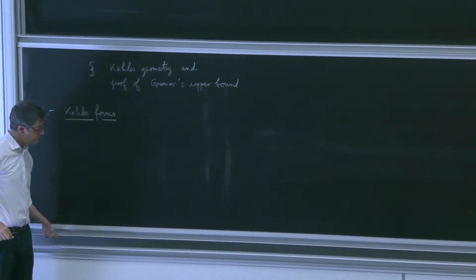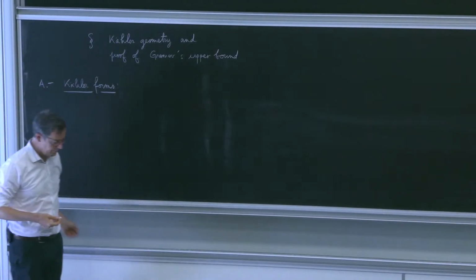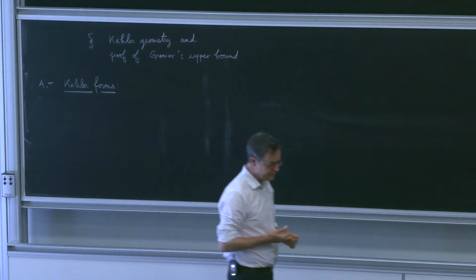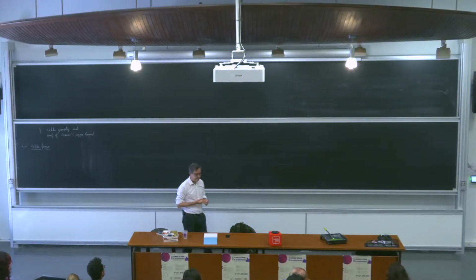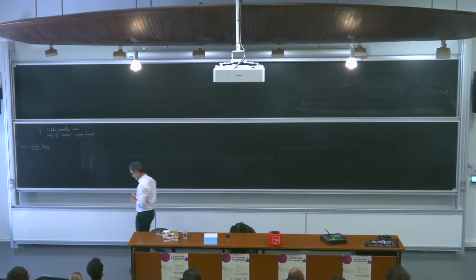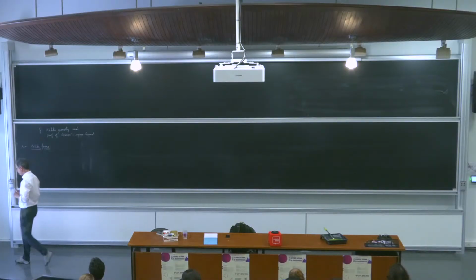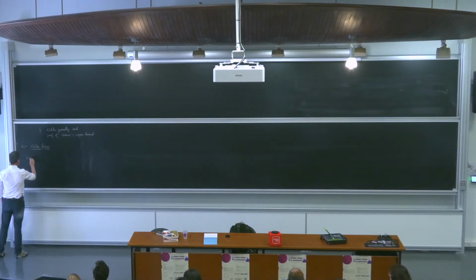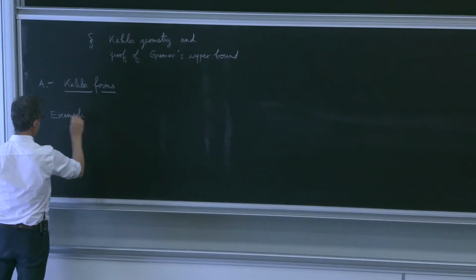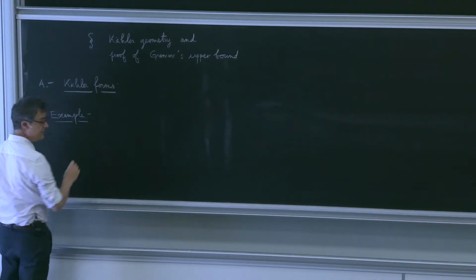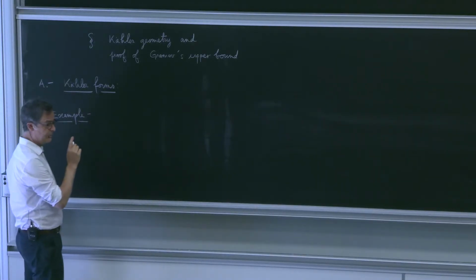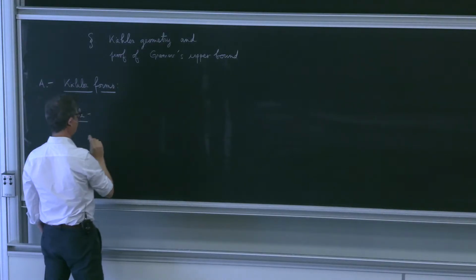I want to define what a Kähler form is and why it is related to Riemannian geometry, and how we can use it to compute volumes or distances. So that's what I want to do. Let me start with an example, which is the most basic example. I hope I will do it correctly.